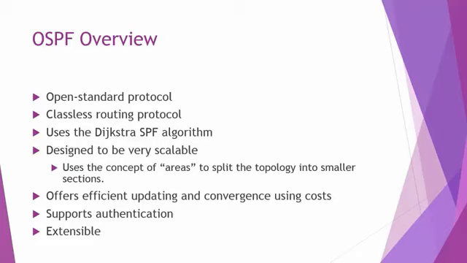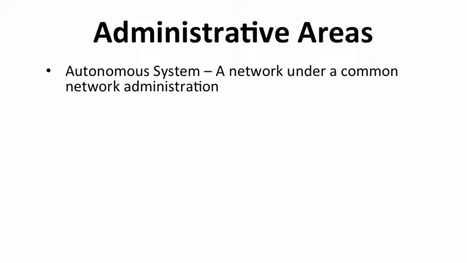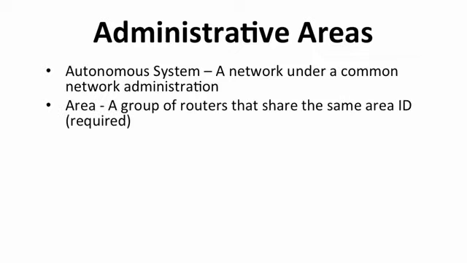Now, we've covered a lot in the first couple minutes. Let's dig deeper into what we've talked about and get a bit more granular. So let's start with administrative areas. Let's start from the basics here. An autonomous system is a network under a common network administration. Now, I'm sure you know that. But in OSPF, an autonomous system is broken out into areas. Areas are a group of routers that share the same area ID.